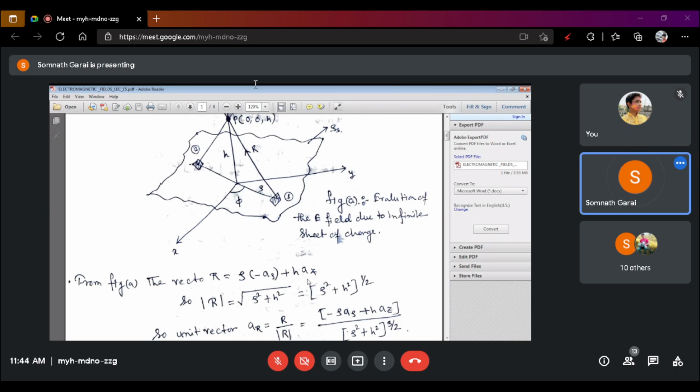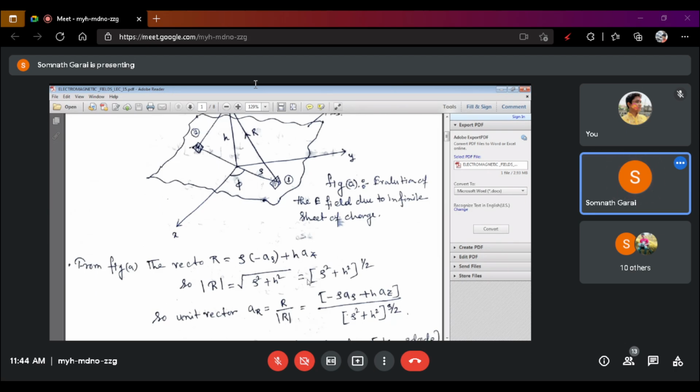So the vector expression of r is given by r equals rho into minus arrow plus h into az. Now, if you calculate the magnitude of r, that is equal to root under rho square plus h square. Magnitude of r, mod of r, is equal to root under rho square plus h square. So we can write it as rho square plus h square to the power half.